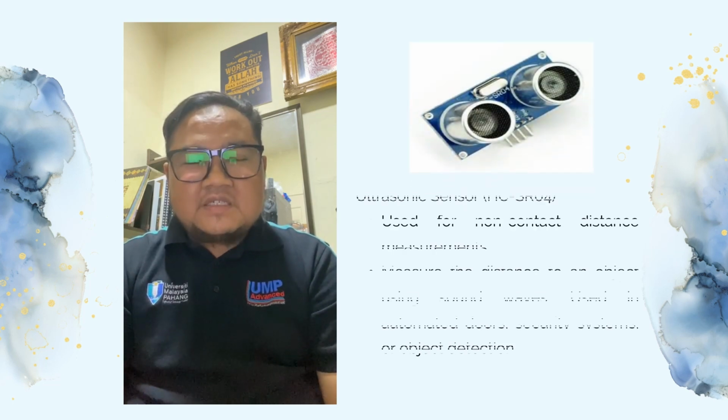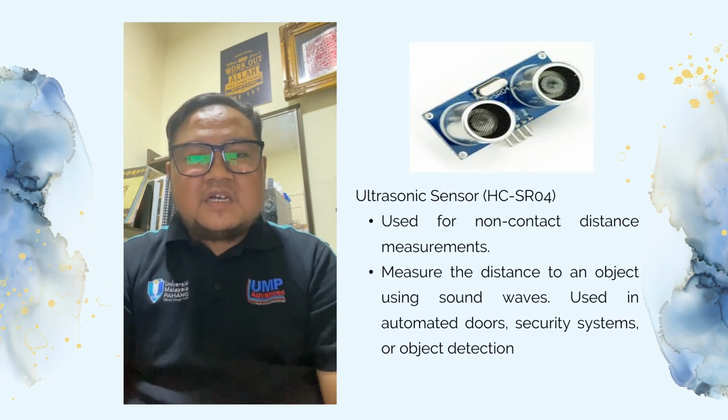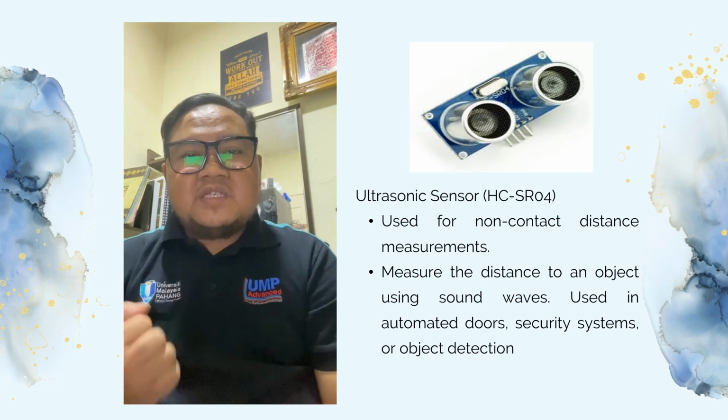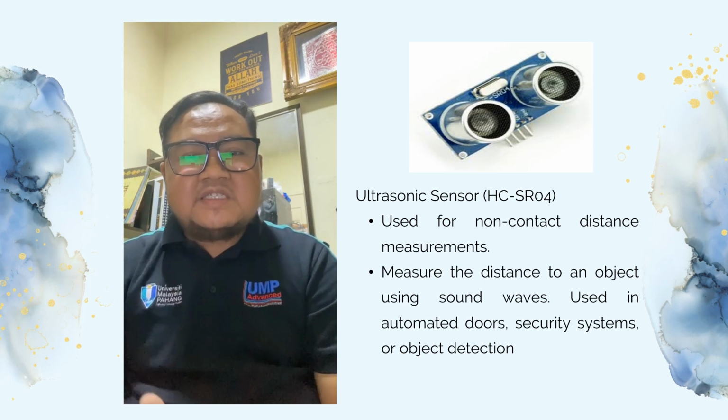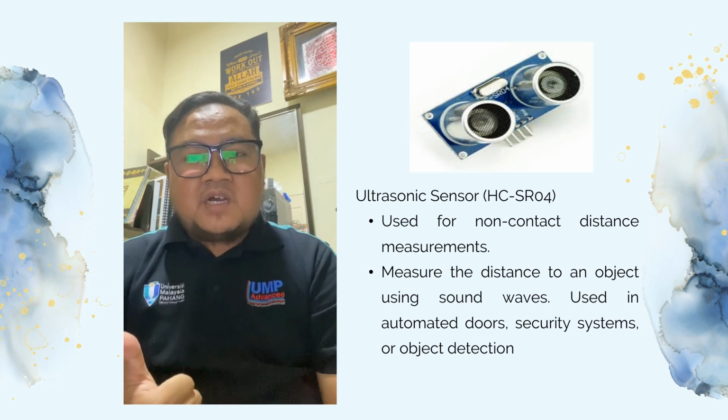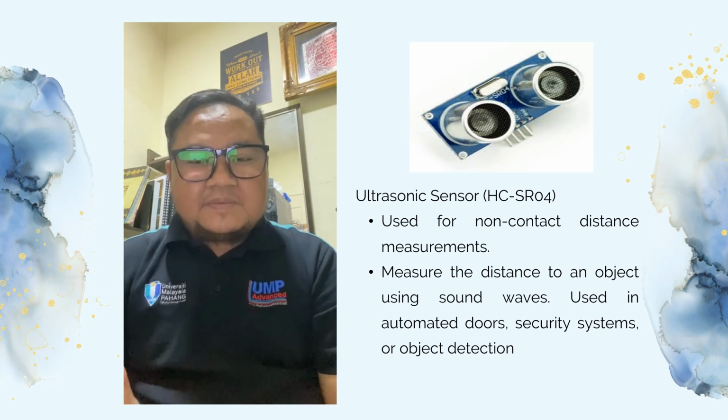There are three types of sensor we are using. First is ultrasonic sensors, HC-SR04, which we use for non-contact distance measurements. These sensors measure the distance to an object using a sound wave. This is used for automatic doors, security system, or object detection.